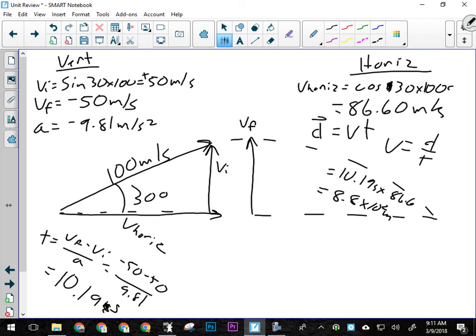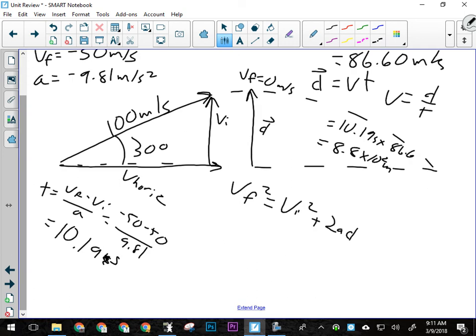What's VF at this point? 0. That's another thing we have to remember about projectiles projected at an angle. At the maximum height, VF is 0. If I'm trying to find the vertical displacement, this is the best formula to use, because I can solve it in one step, which on a test is important. While you could solve this with a couple of steps using other formulas, that's going to take longer. On a test, we want to be as efficient as possible.